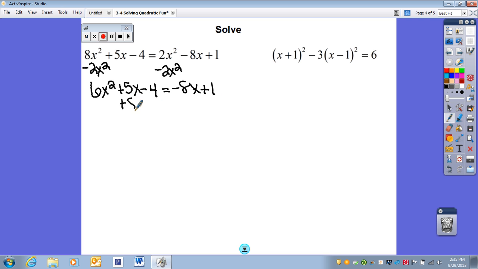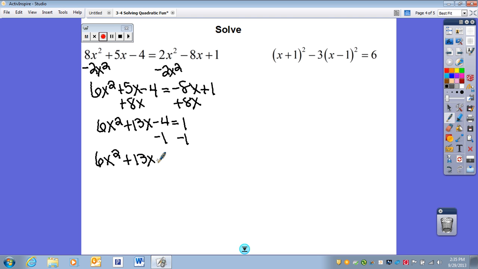Then I'm going to add 8x to both sides. So I have 6x squared plus 13x minus 4 is equal to 1. And then I'm going to subtract 1 from both sides so that I have it equal to 0. Now, it would be a great idea, if you can see the shortcut, to simply do all of that in one step. I could have subtracted 2x squared, added 8x, and subtracted 1 all at the same time. So now I have 6x squared plus 13x minus 5, and it's equal to 0.